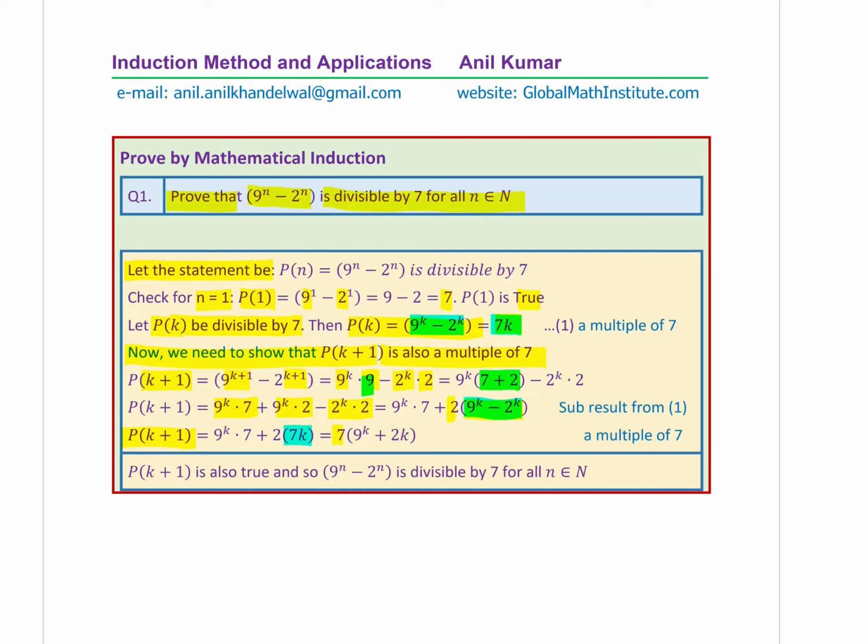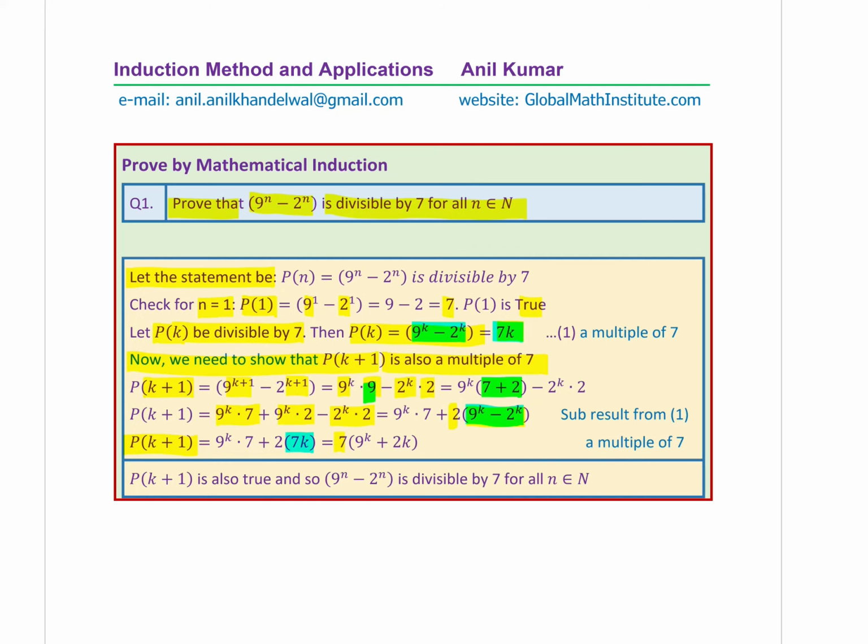And concluding remarks are very important. P of k plus 1 is also true, and so 9 to the power of n minus 2 to the power of n is divisible by 7 for all n belonging to the set of natural numbers. Is that clear to you? So you have to provide all these reasonings when you're proving by the method of induction. Otherwise, you will definitely lose quite a few marks.